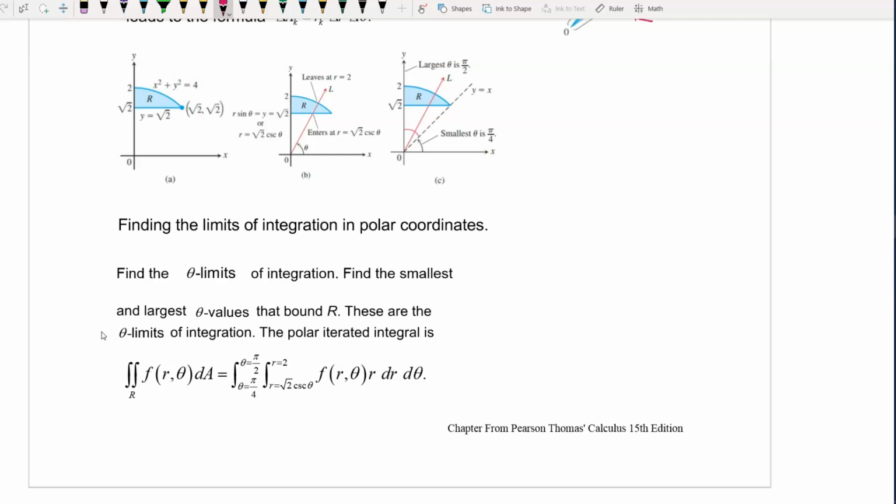So we have the double integral over R of f of r, theta dA, which is equal to, in this example, the double integral where theta is between pi over 4 and pi over 2, and r is between the square root of 2 cosecant theta and 2. This is f of r, theta, and here we have r dr d theta. So this is our function, and r is from square root of 2 cosecant theta to 2, and our theta is between pi over 4 and pi over 2.